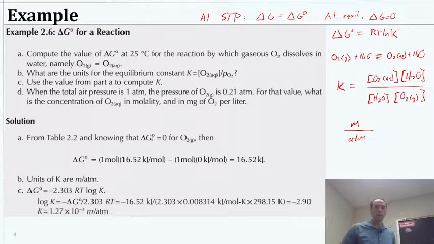All right, and then I think I've got part D on the next slide, but go ahead and take a look right now and let's try to answer this. So it says when the total air pressure is 1 atmosphere, the pressure of oxygen is 0.21 atmosphere, so it's basically just regular air. For that value, what is the concentration of oxygen, aqueous, so dissolved oxygen, in molality and in milligrams of oxygen per liter? So you should have everything you need to solve for this at this point.